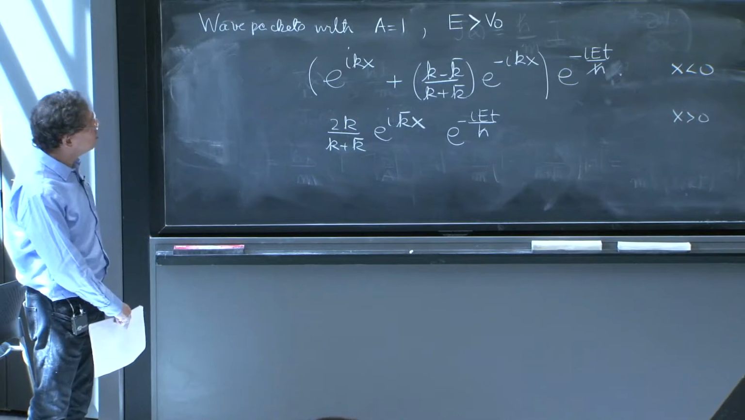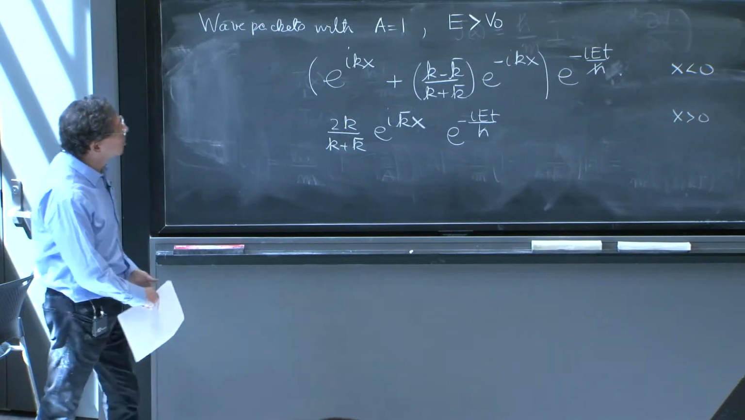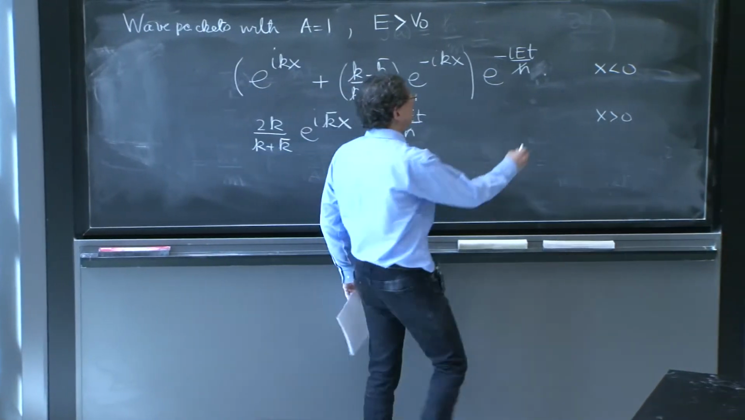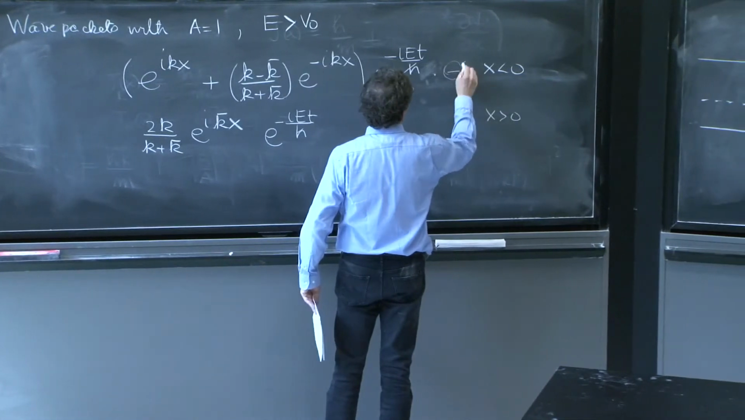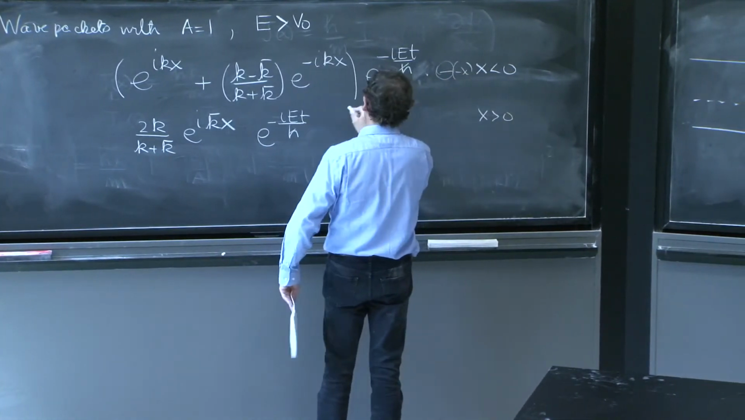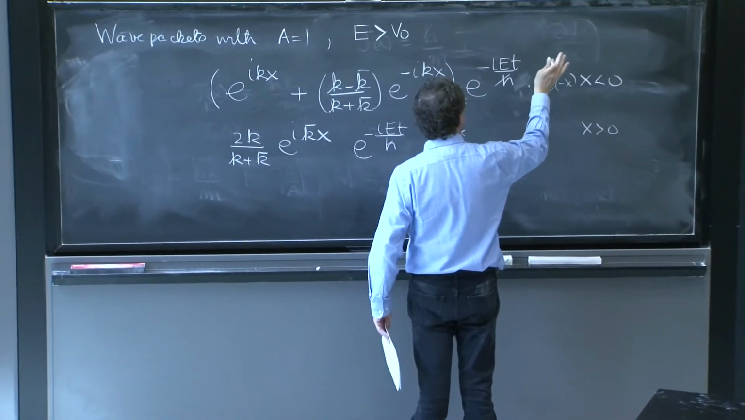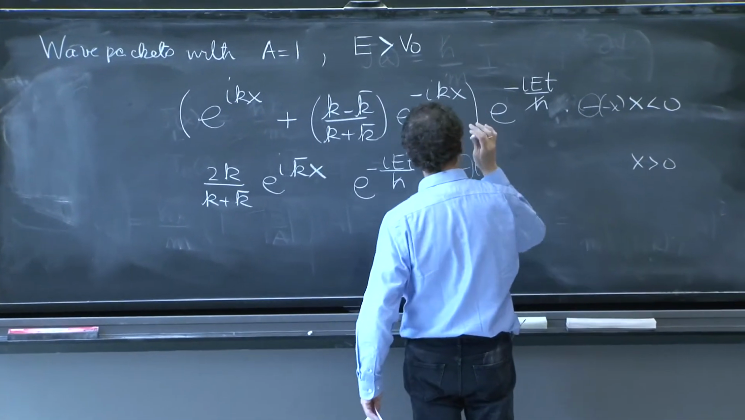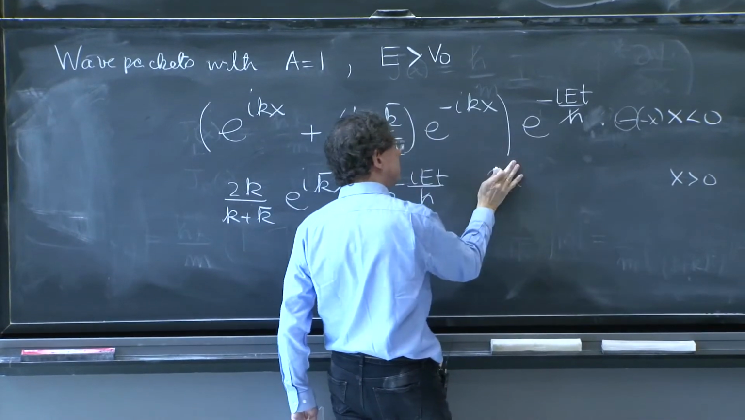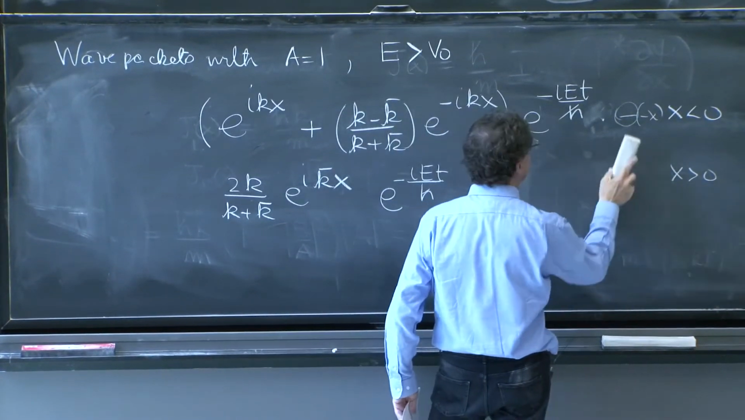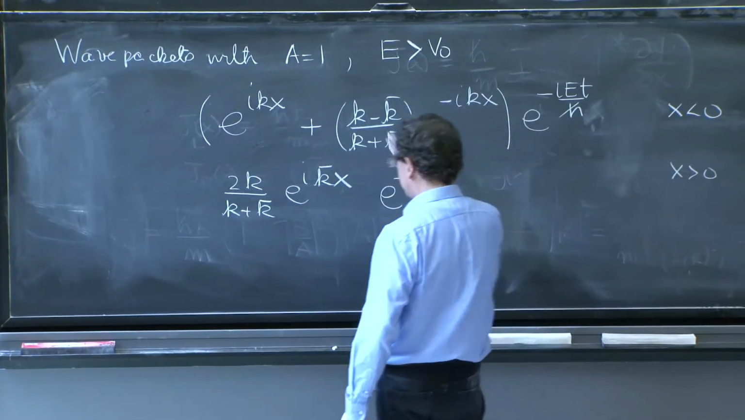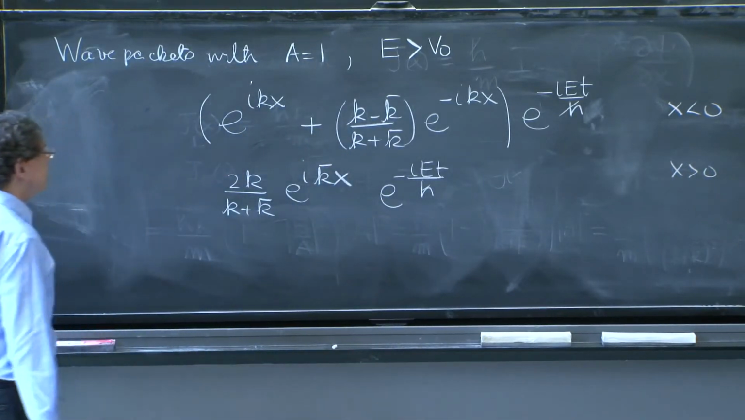That is the solution. Some mathematicians would put a theta function here, theta of minus x, and add this with a theta of x, so that this one exists for x less than 0, and this one exists for x greater than 0. I will not do that. I will write cases, but the philosophy is the same.